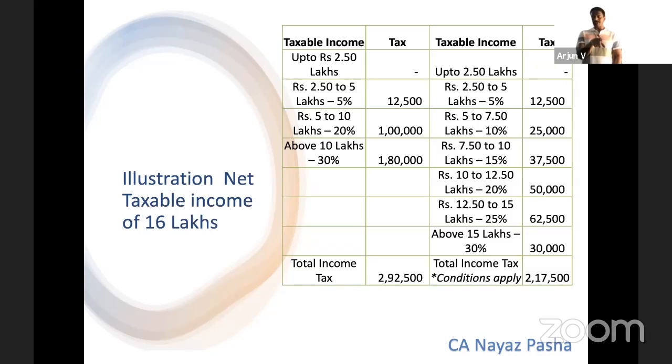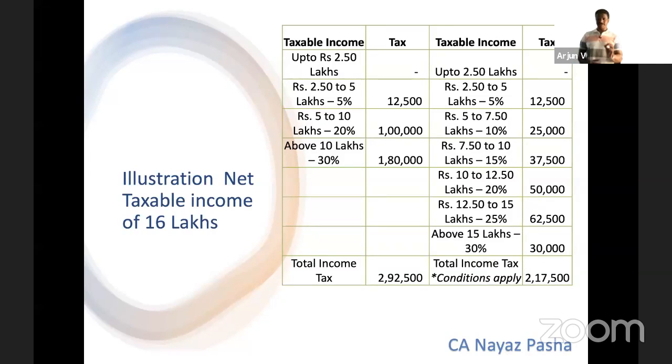So when you see income of 16 lakh rupees, more than 15 lakhs is only 1 lakh. You apply 30% on that and you get a tax of 30,000. You sum up all this, 2,17,500. Looking at this, you jump to a conclusion: new rates are better.